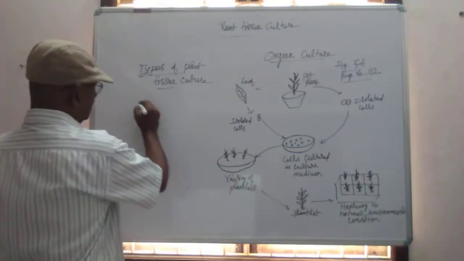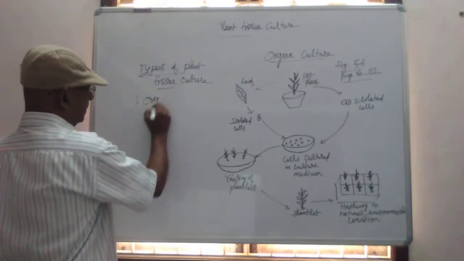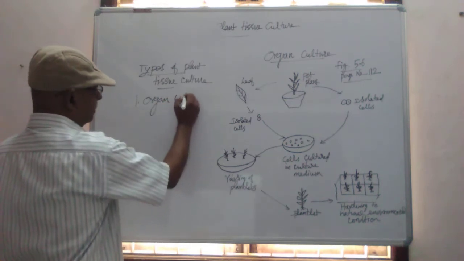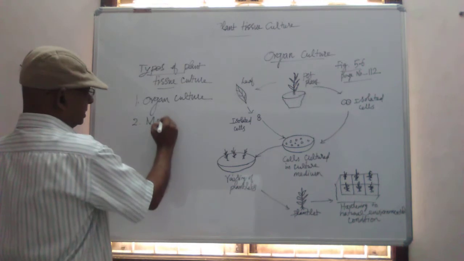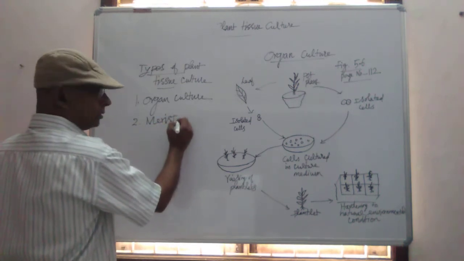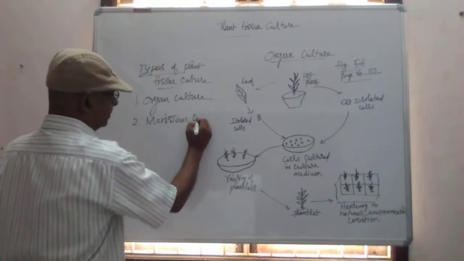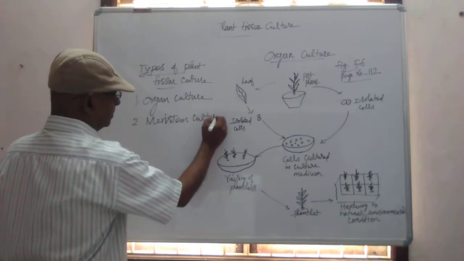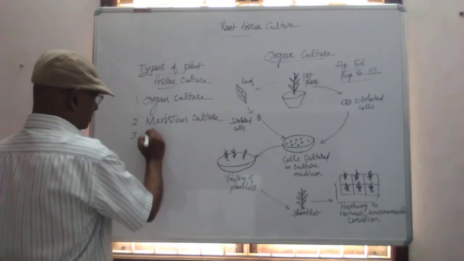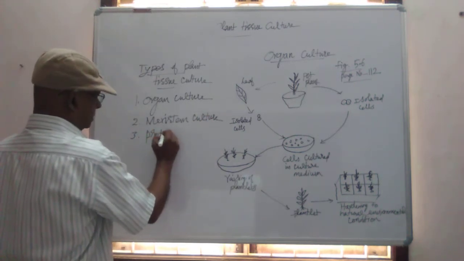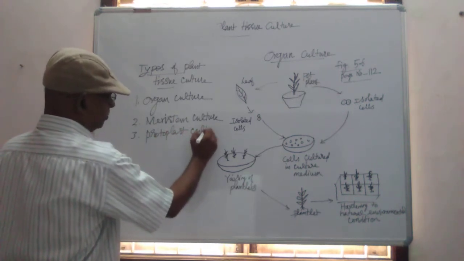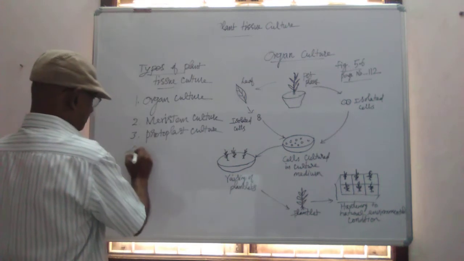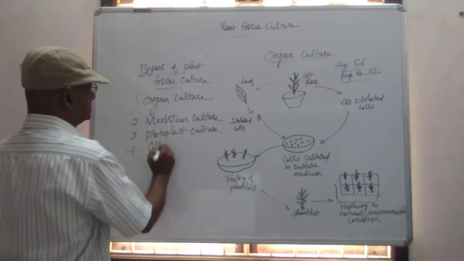Number one, organ culture. Number two, meristem culture. Number three, protoplast culture. Number four, cell culture.